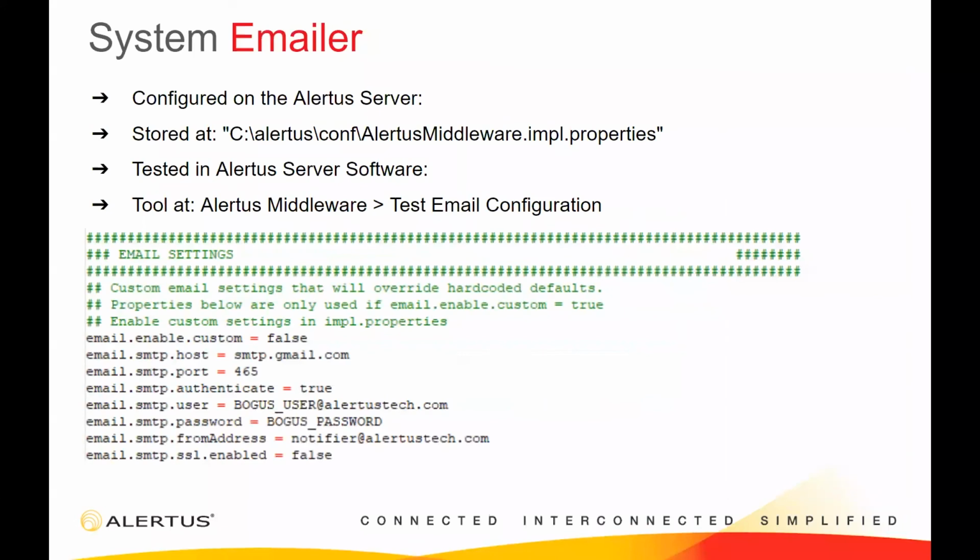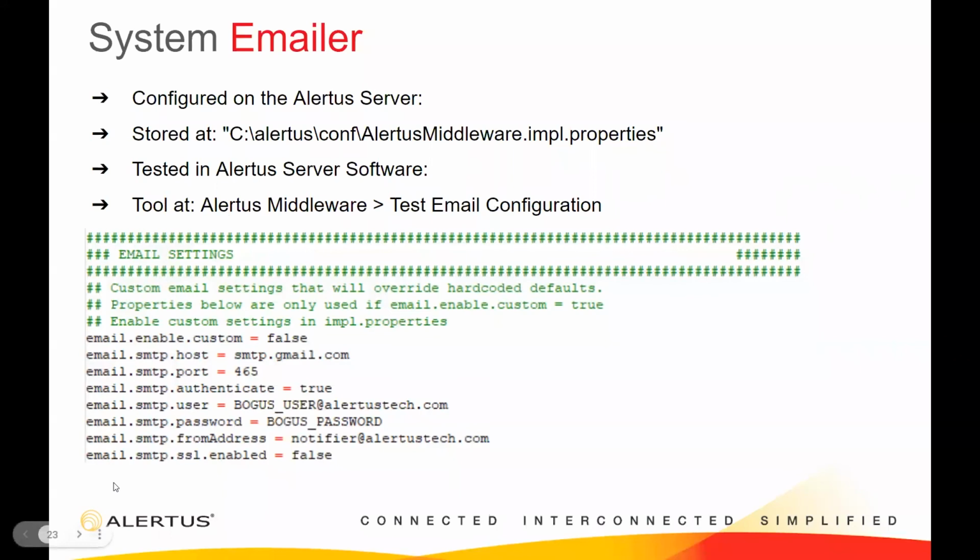Now this is configured in the system emailer, which is on the Alertus server in this property file. See Alertus conf Alertus middleware impl.properties, well, conf rather than configure. And we can test it in the Alertus server software. The tool is in Alertus middleware, then test email configuration.